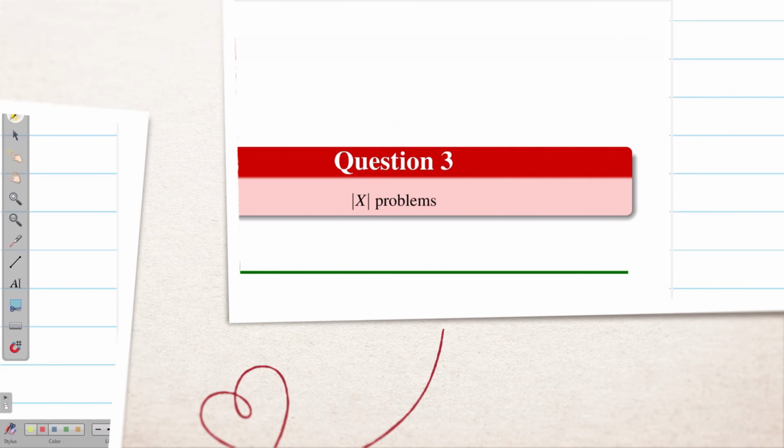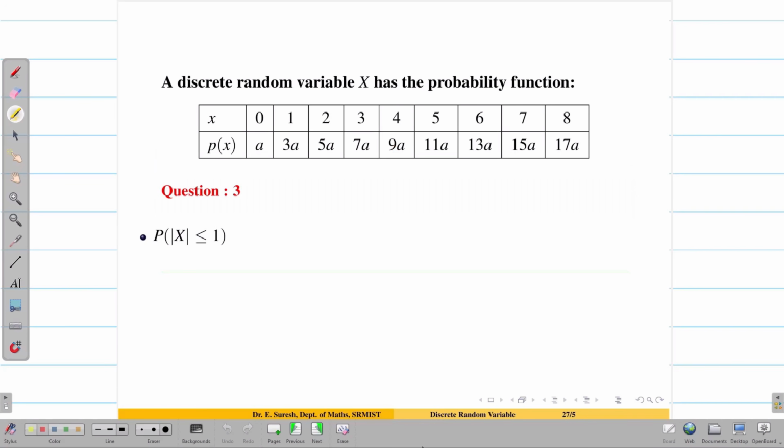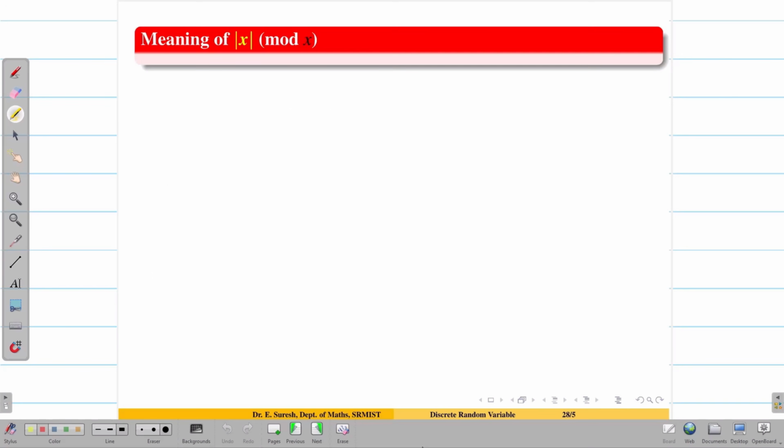The next type of question is modulus questions. They will ask mod x less than or equal to 1, less than 1, greater than or equal to 1, greater than 1, etc. How to deal with mod x problems? For that, first of all, we have to understand the meaning of mod x.